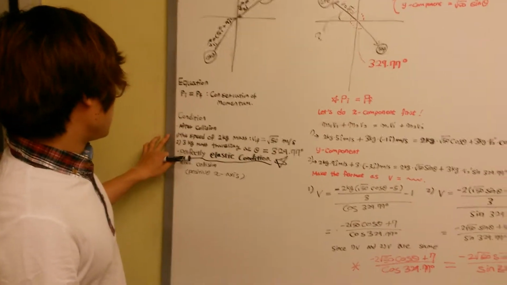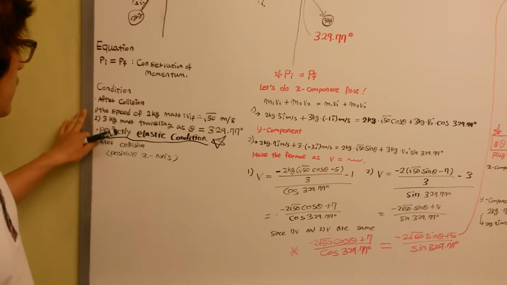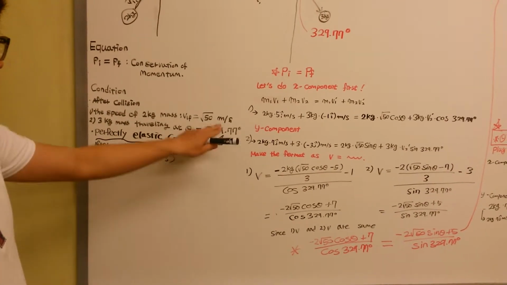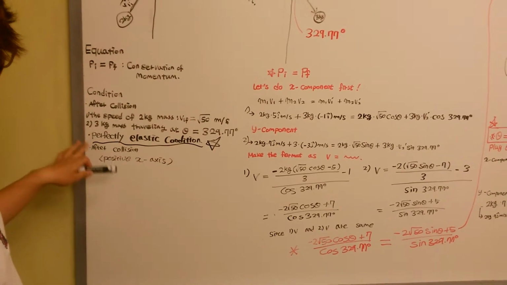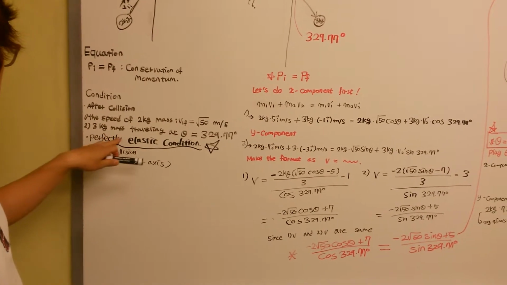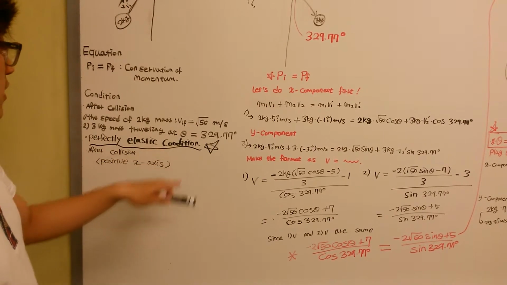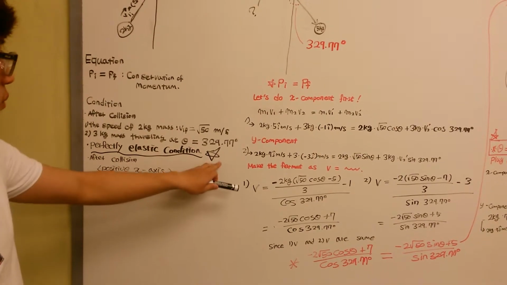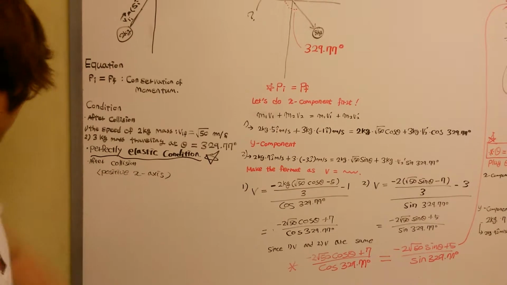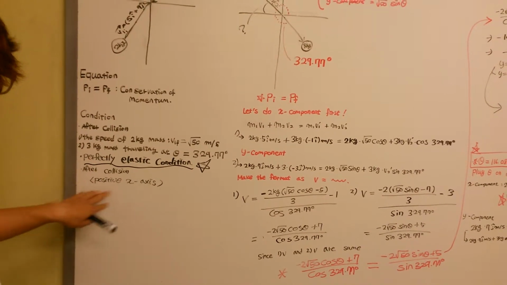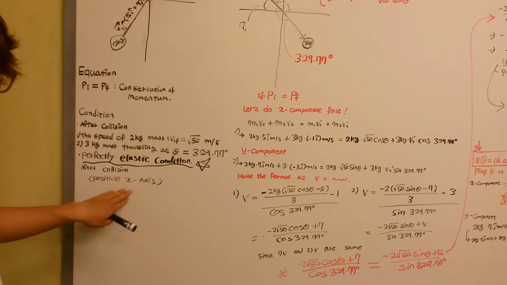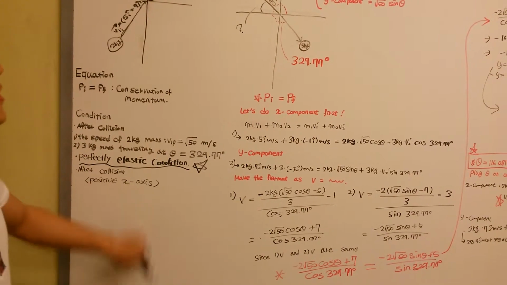The first condition is that the speed of the 2 kilogram mass's final velocity is square root 50 meters per second, and the second condition is the 3 kilogram mass traveling at theta equal to 329.77 degrees, and the other condition is that after collision it should be in the positive x-axis.